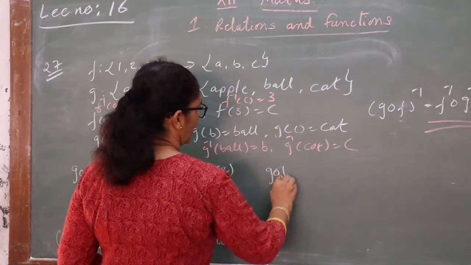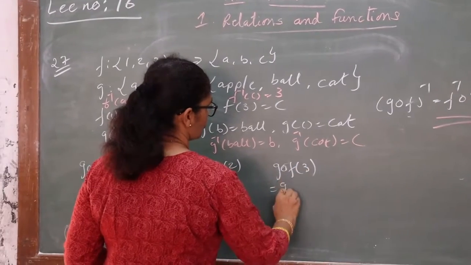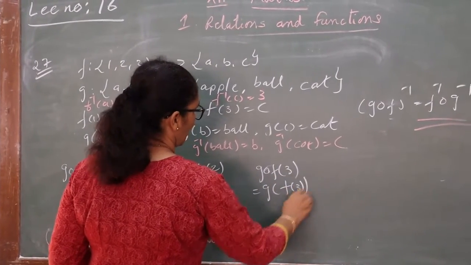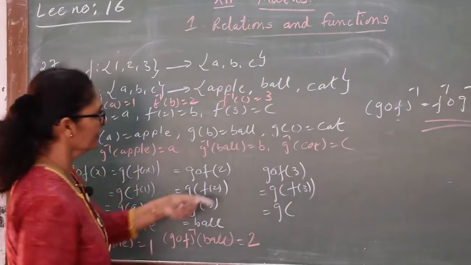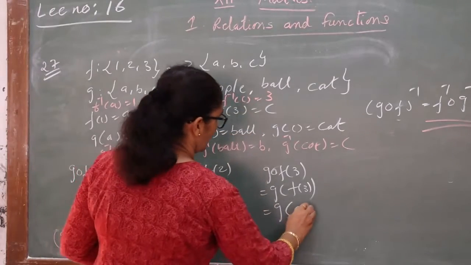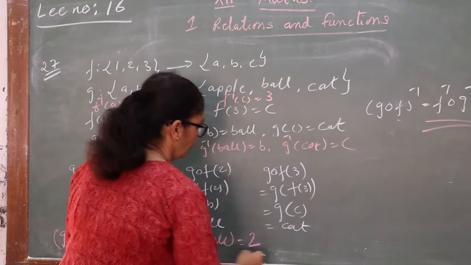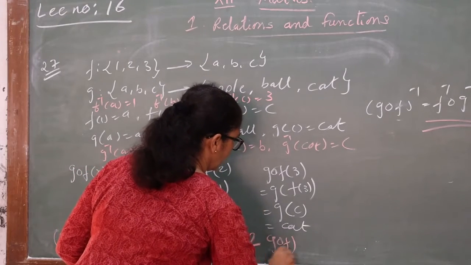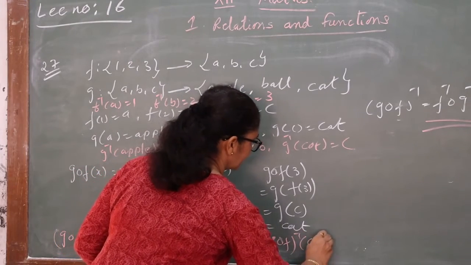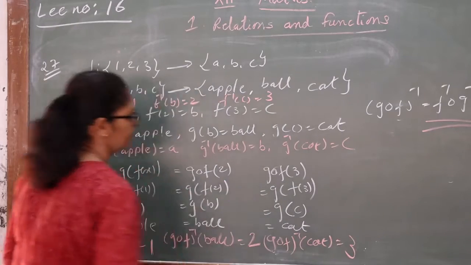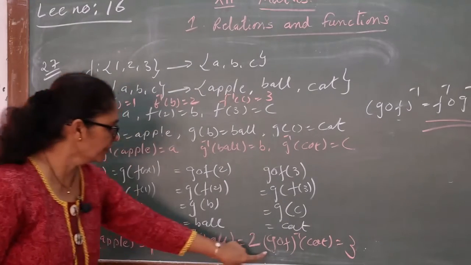G over F of 3, so G of F of 3. And for F of 3, what is given? F of 3 is C. And what is your G of C? Cat. So we are getting G over F inverse cat equal to 3. So now we have proved this one.